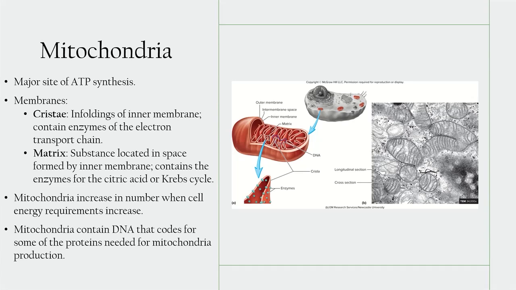When you need lots of energy for the cell, more mitochondria are made or produced. So muscle cells have lots of mitochondria. So that's a fun little thing. And then there's the electron transmission image here of what that looks like. So it's pretty jam-packed full of mitochondria in that image there.